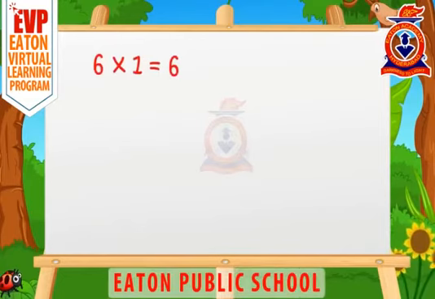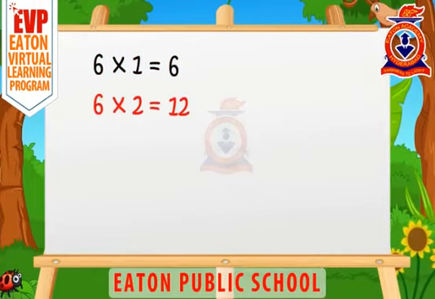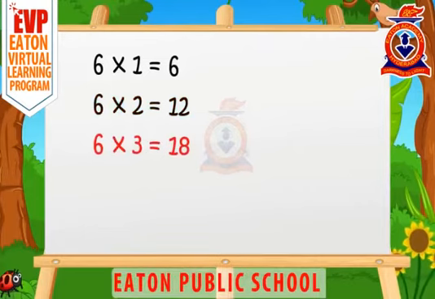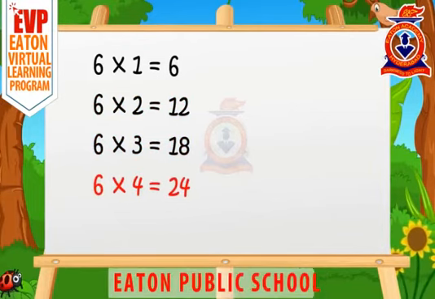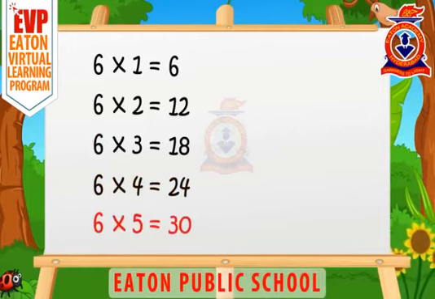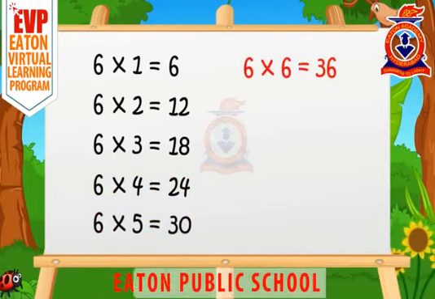6 twos are 12. 6 threes are 18. 6 fours are 24. 6 fives are 30. 6 six are 36.